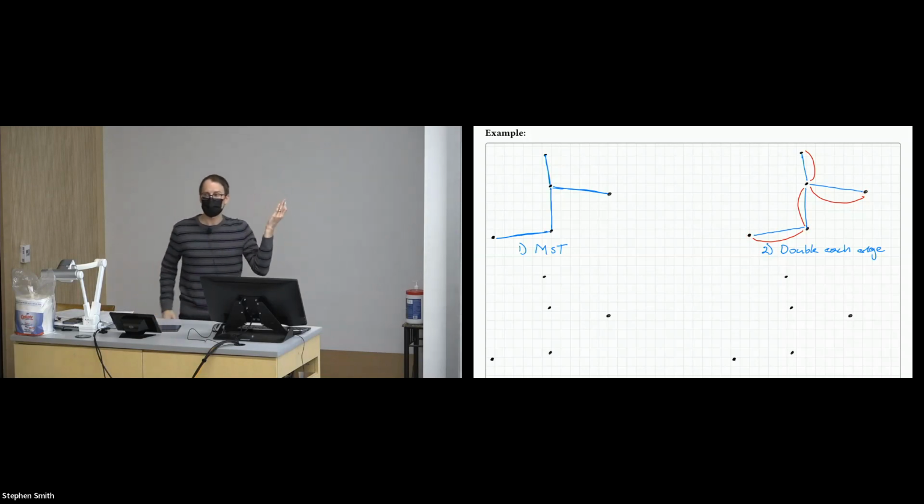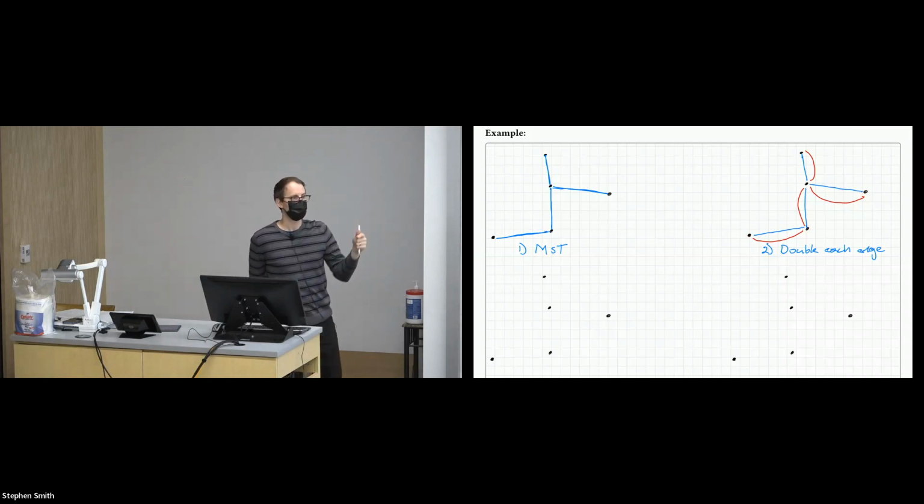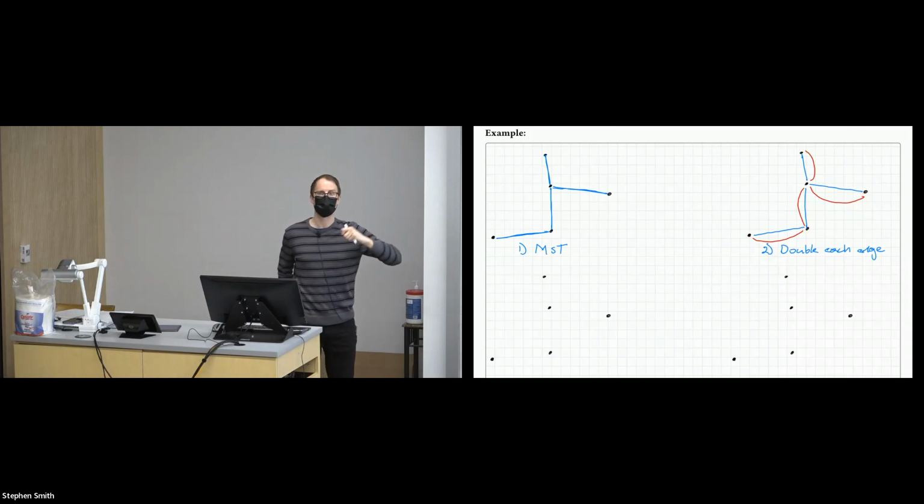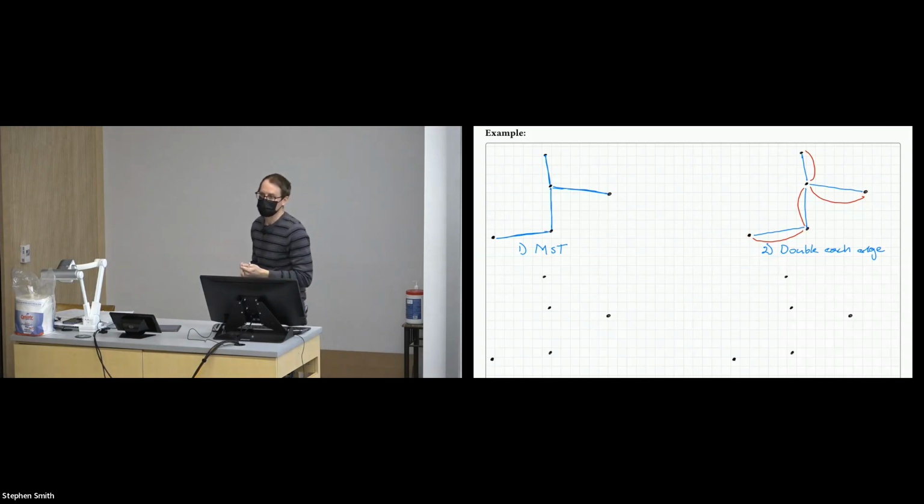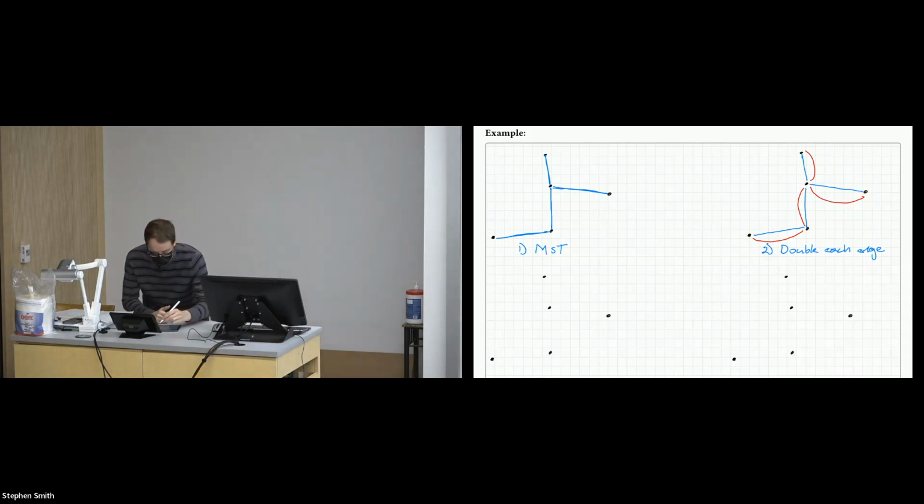We could use Fleury's algorithm, if you remember. It's just like go across an edge and delete the edge. And if you have a choice between edges, always go across the edge that doesn't disconnect the graph. Unless you can't, in which case just go across any edge. So once we get to that, we get an Eulerian cycle. It's going to look something like this.